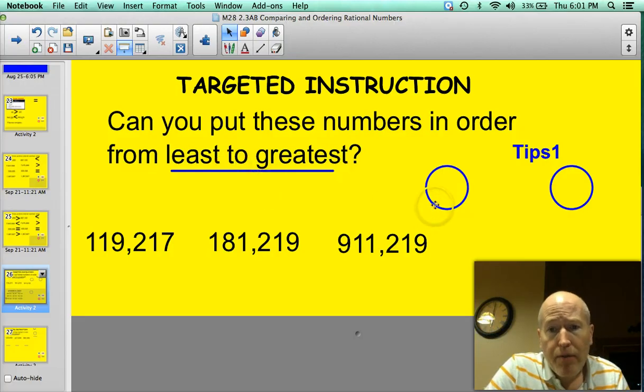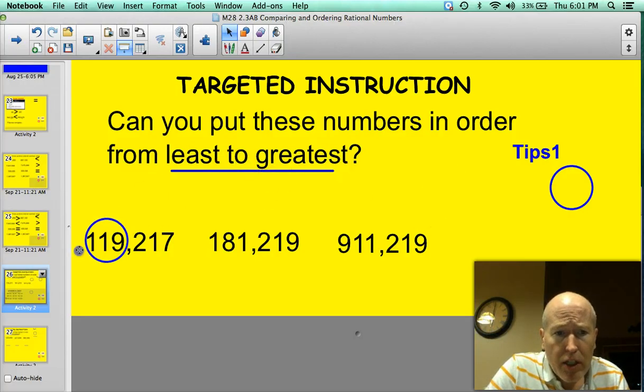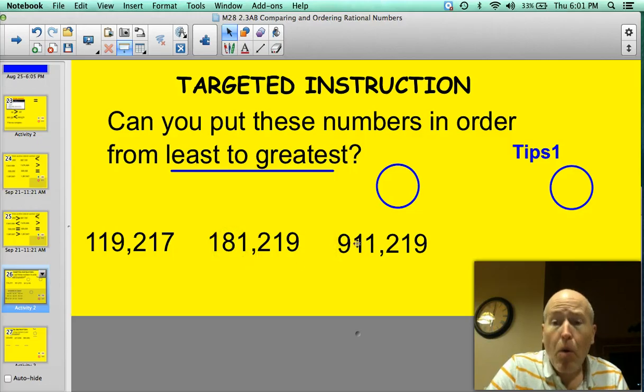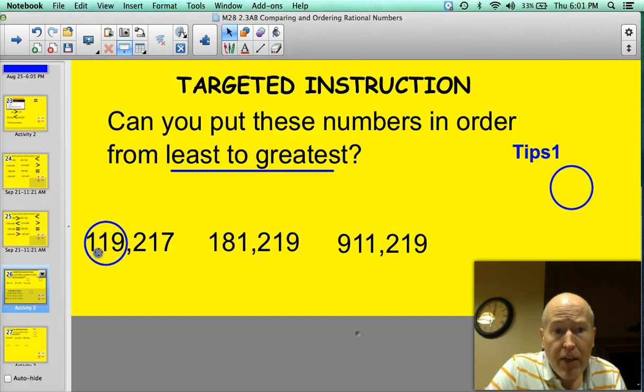All right, I like to focus in and look at the first digits first. Here we've got 119, 181, and 911. 119 is smaller than 181, which is smaller than 911. We've already got them in order from least to greatest. I didn't need to look at the whole number. Using place value, I can focus in on the first part of the number. Okay?